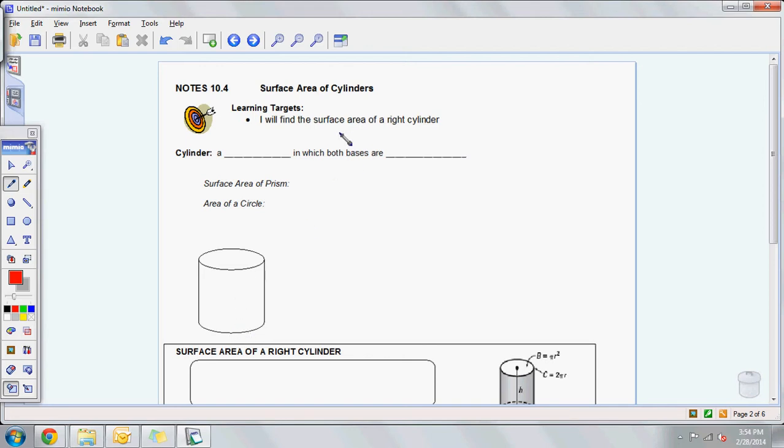So your job today is to use the formula to find the surface area of right cylinders, and they're all going to look something like this. So let's remind ourselves what a cylinder is, of course. It is a prism, and both bases are circles. That's what makes it a prism, because both the top and the bottom are the same.